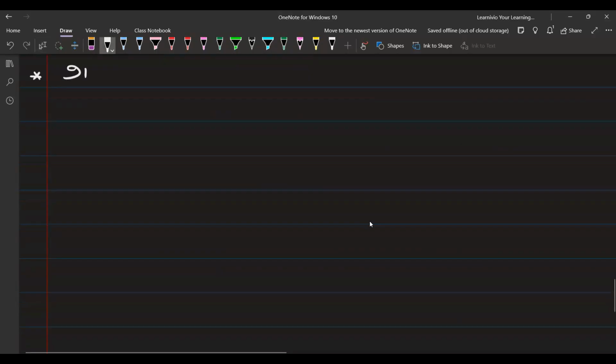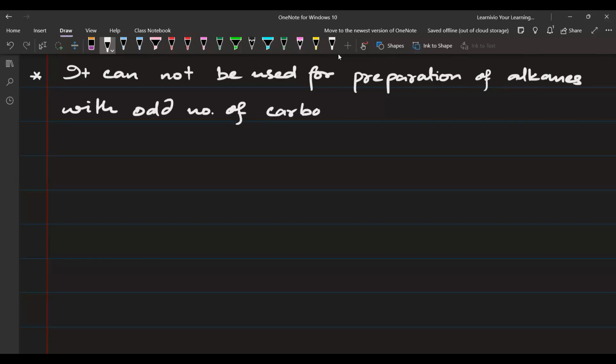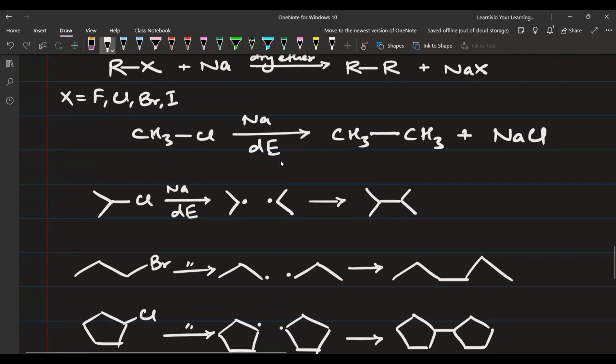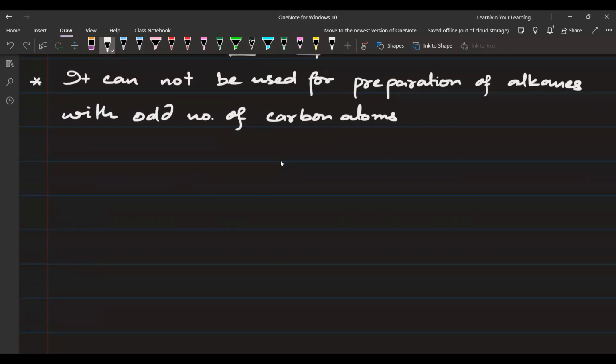First point, it cannot be used. This method cannot be used for preparation of alkanes with odd number of carbon atoms. It cannot be used for the preparation of alkanes with odd number of carbon atoms. Why? Because the carbon atoms are going to double. So if you have one carbon, you will get two carbons. If you have three carbons, you get six carbons. If you have five carbons, 10 carbons. So always you are going to get an alkane with an even number of carbons. Does it make sense? Yes or no? Please tell me.